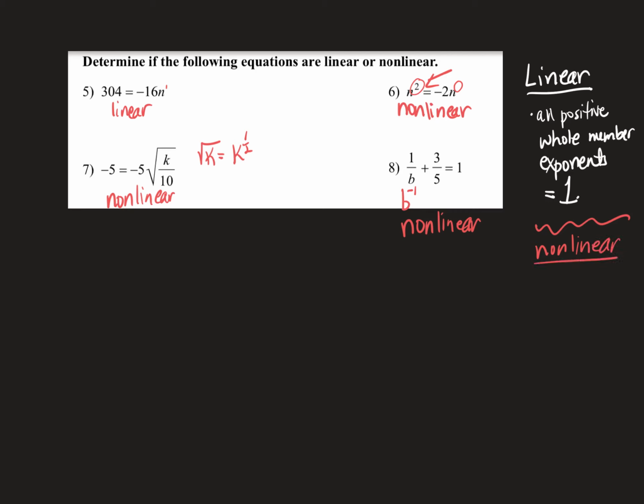If you have an exponent on a variable other than 1, if you have the square root of a variable that is not 1, and if you have a variable in a denominator that is also not 1. So that's what nonlinear looks like.